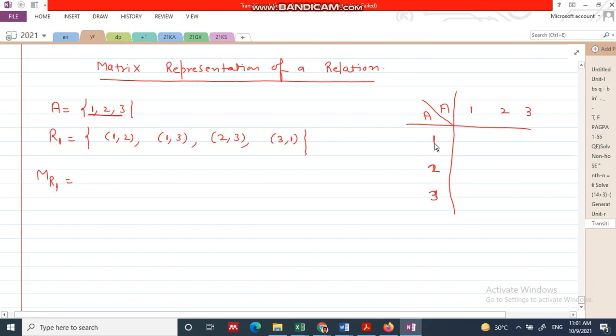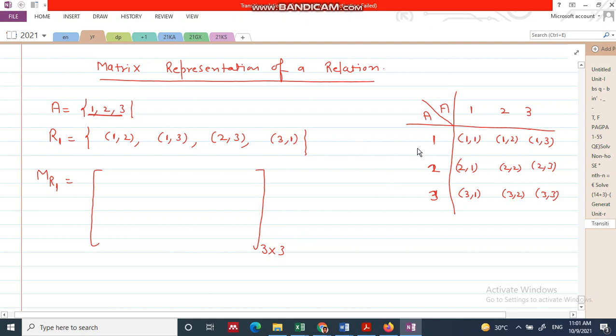Now what is the first element? The first element is (1,1). The next element is (1,2). The next element is (1,3). Then (2,1), (2,2), (2,3). The next elements are (3,1), (3,2), and (3,3). Now we want to construct a matrix. Clearly this is a 3 cross 3 order matrix.